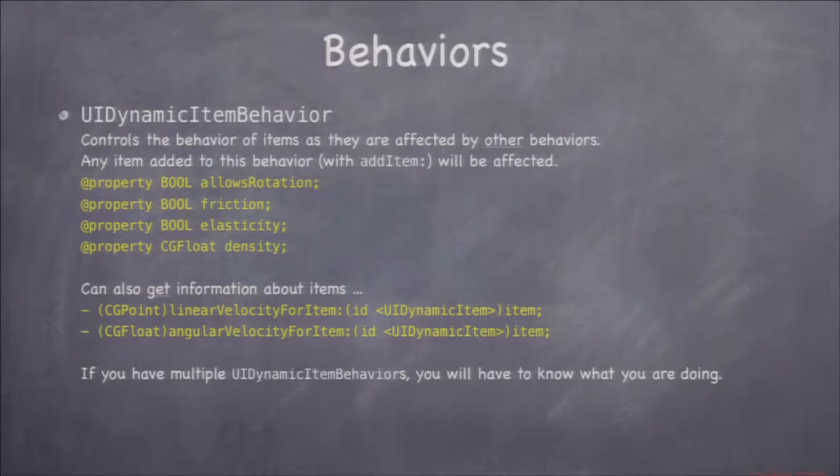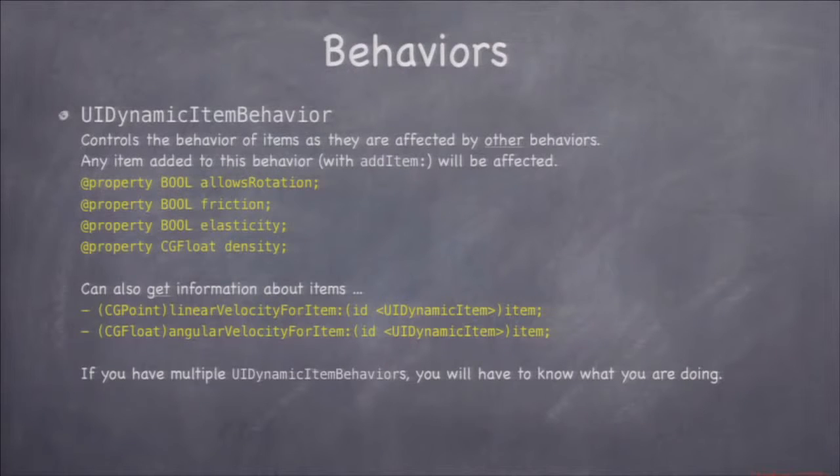So we don't put the friction and the density and stuff like that in collision behaviors or gravity behaviors, we put it in its own behavior called the items behavior. So there's a class, a behavior called UIDynamicItemBehavior. Okay? And so if you want any of these things, like you don't want to allow it to rotate, you don't want the view to be able to rotate, which I don't know, for your homework, sometimes you might want that, sometimes not, or you want to specify the friction or the bounciness of this object, you create a UIDynamicItemBehavior and add the items to that as well.